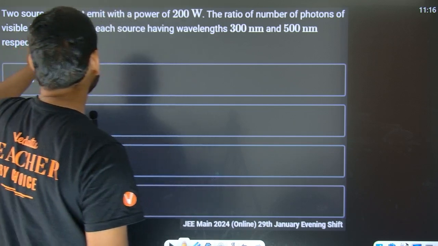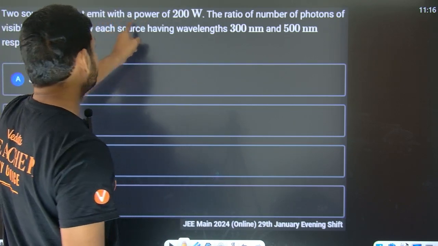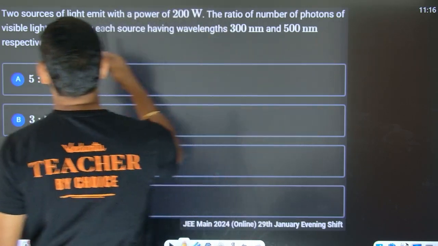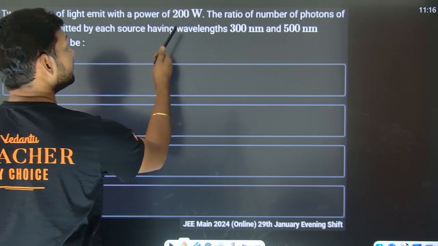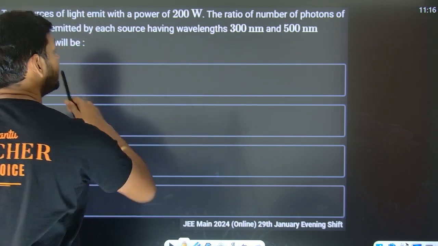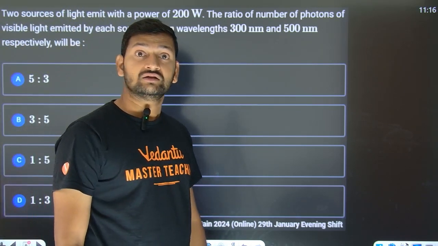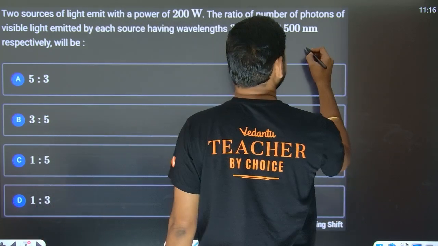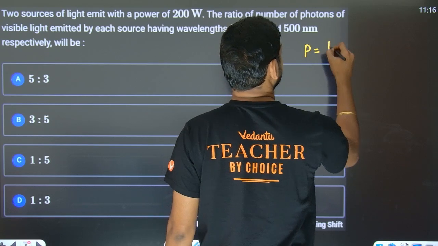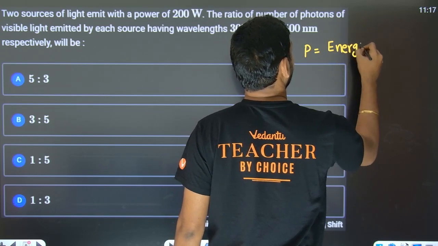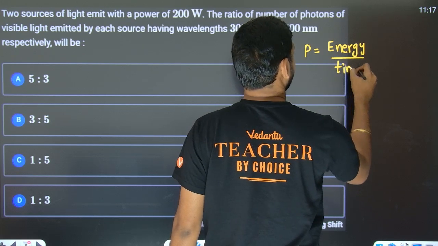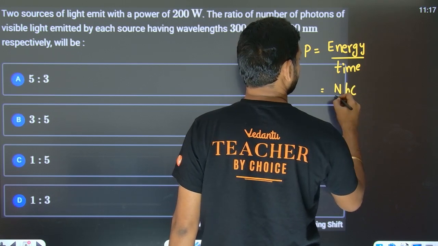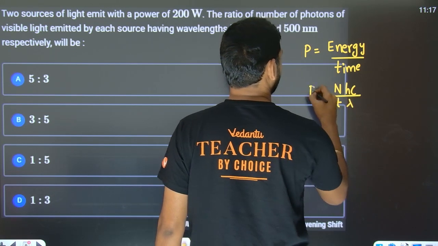Okay. Two sources of light emit with a power of 200 watt. So both of them have the same power. What is the ratio of the number of photons of visible light emitted by each source, having wavelengths 300 and 500 respectively? They are asking how many 300s and how many 500s are going to be there. So for one light, power can be written as energy divided by time. Same story. Number of photons into hc by lambda is going to be the power.